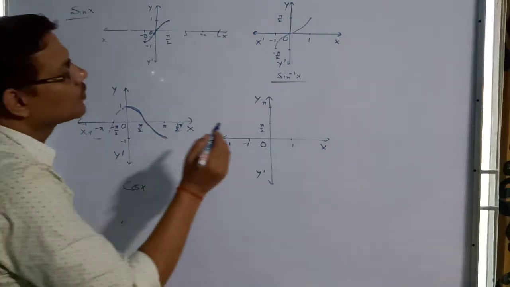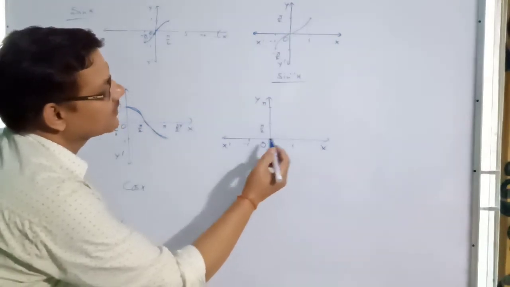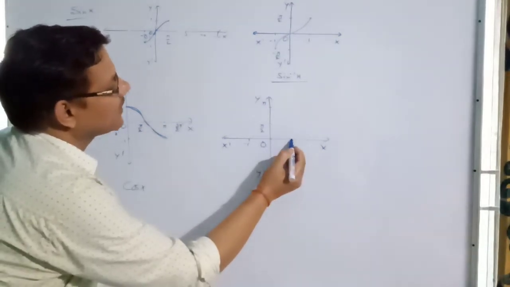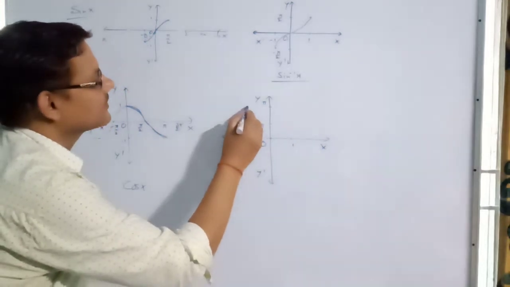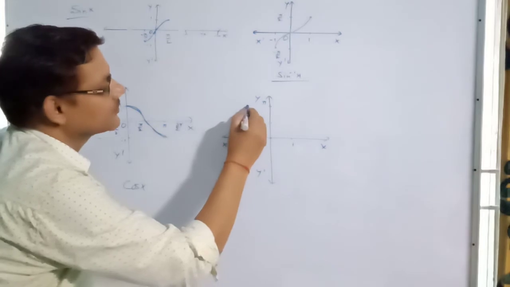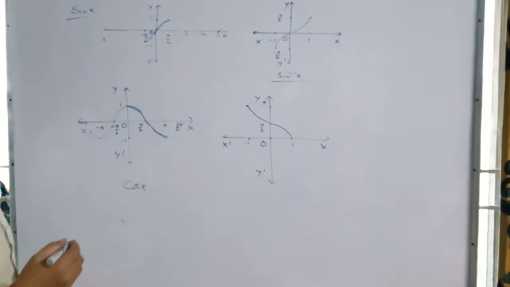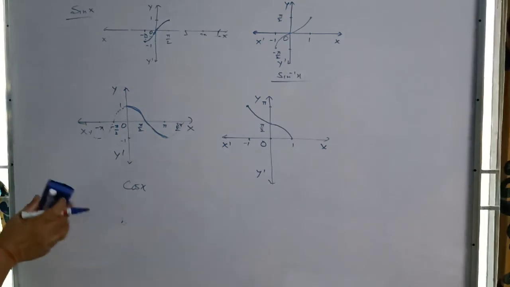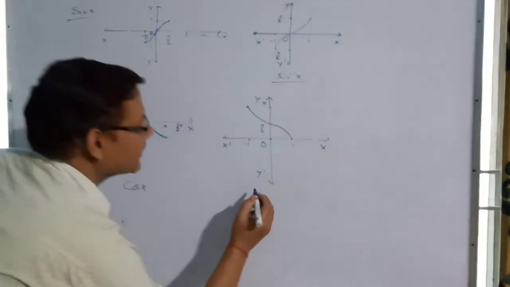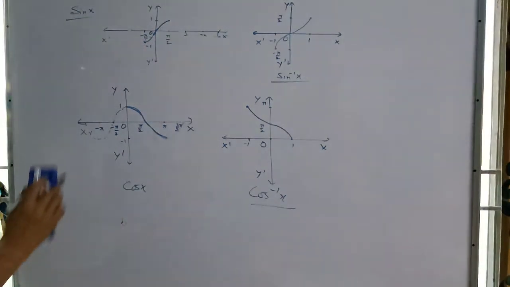For what value does it become 0? Cos 0 is 1 here, and cos pi is -1. So starting from here, since this is -1 at pi, it comes like this. This is the graph of cos x. The next one is cos inverse x. This is the way to get the graphs.